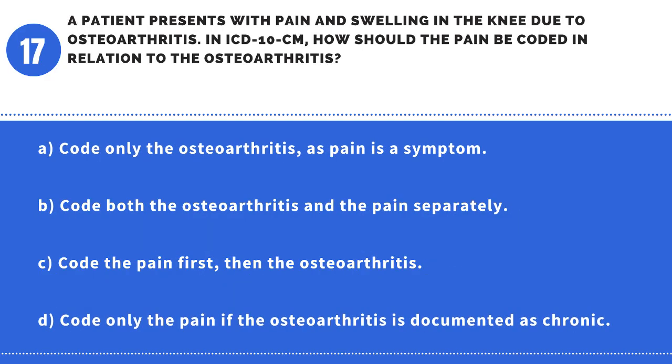Question 17. A patient presents with pain and swelling in the knee due to osteoarthritis. In ICD-10 CM, how should the pain be coded in relation to the osteoarthritis? A. Code only the osteoarthritis, as pain is a symptom. B. Code both the osteoarthritis and the pain separately. C. Code the pain first, then the osteoarthritis. D. Code only the pain if the osteoarthritis is documented as chronic.